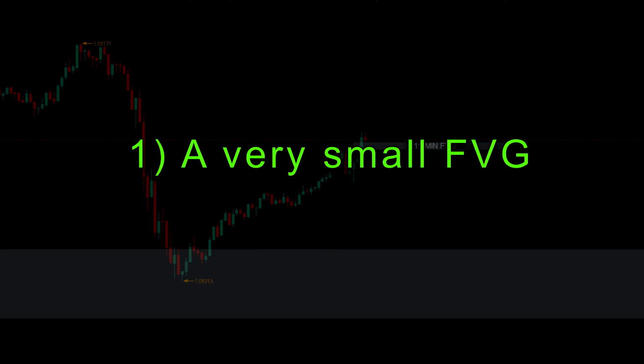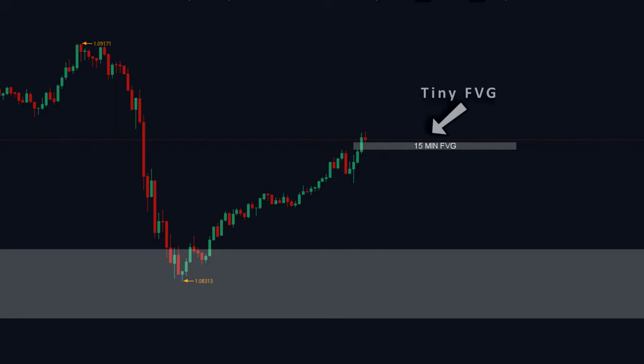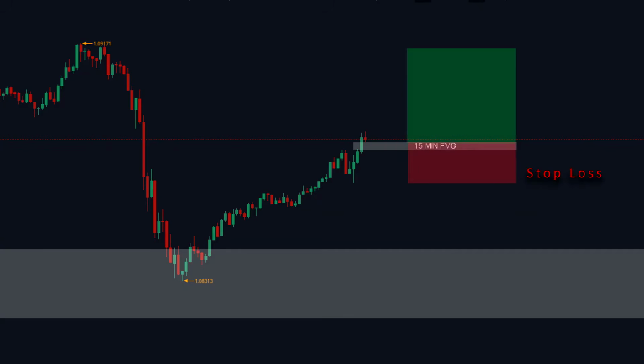A very small fair value gap. When the identified gap is tiny, the price is more likely to fluctuate around it. In this case, we use a wider stop loss to avoid getting stopped out by normal market movements.